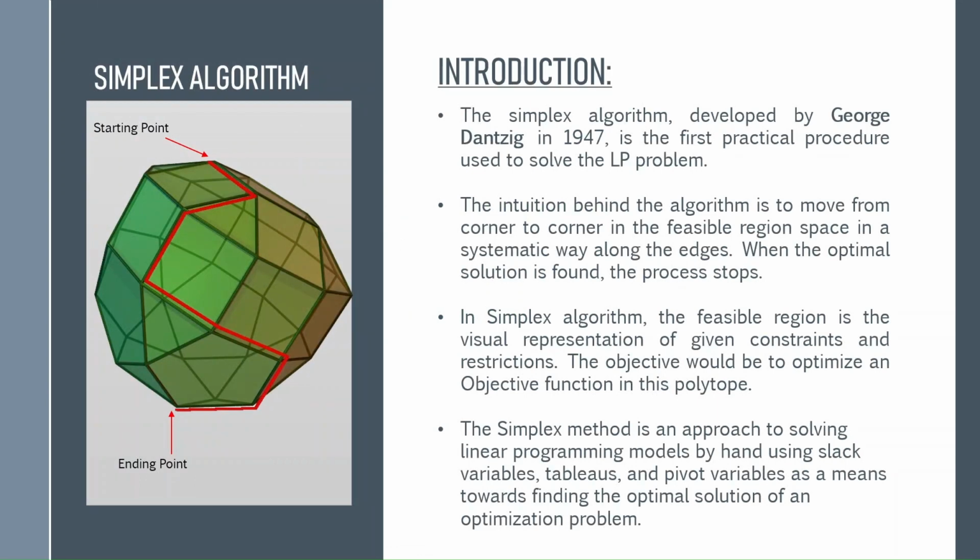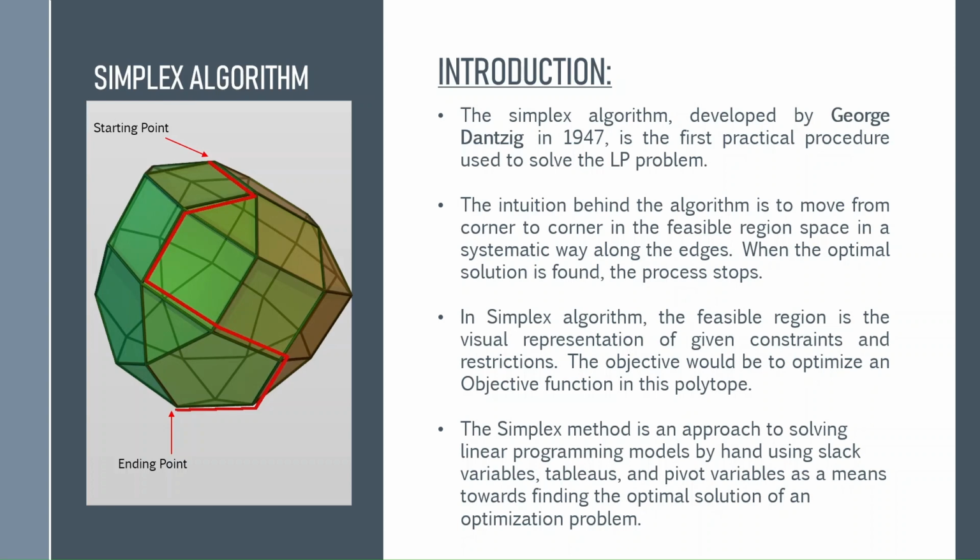Introduction to the simplex algorithm. The simplex algorithm, developed by George Dantzig in 1947, is the first practical procedure used to solve the linear programming problem. The intuition behind the algorithm is to move from corner to corner in a feasible region of space in a systematic way along the edges. When the optimal solution is found, it stops.